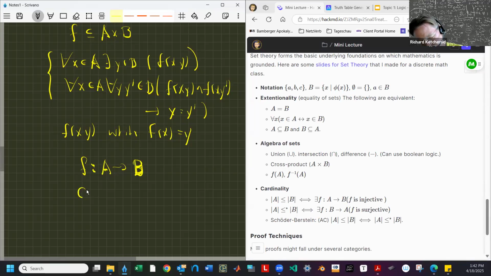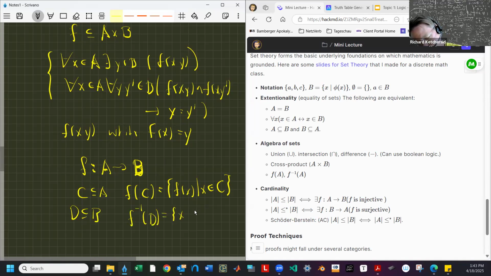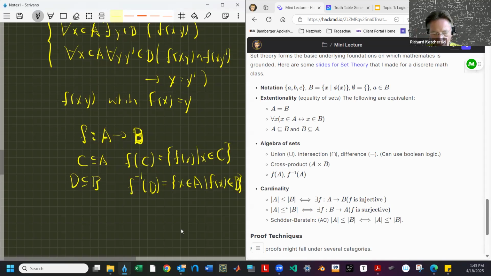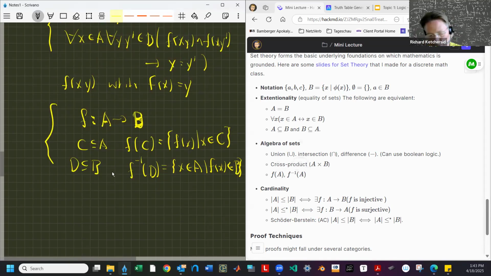If we have some subset C of A, I can also define f of C. This is the image of things in C, so it will be f of x for x in C. Where does this set get moved to in B? And you can also define f inverse. Let's say I have some D subset of B. Then f inverse of D will be the set of all x in A such that f of x is in D. So it's like the pre-image of D. Anyway, these are just common notations that we use all the time.